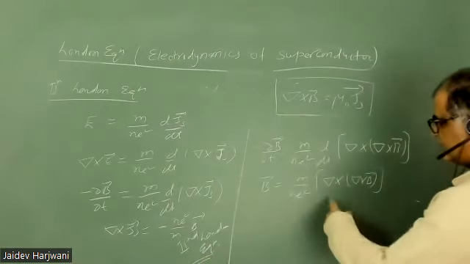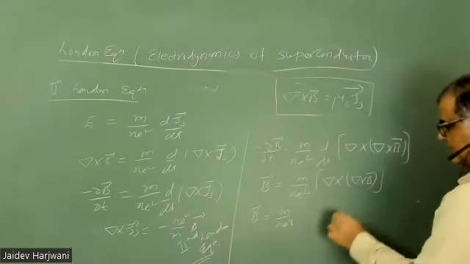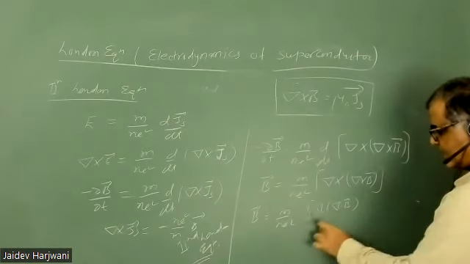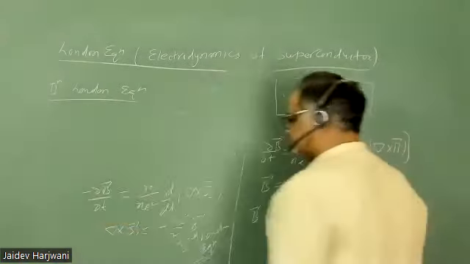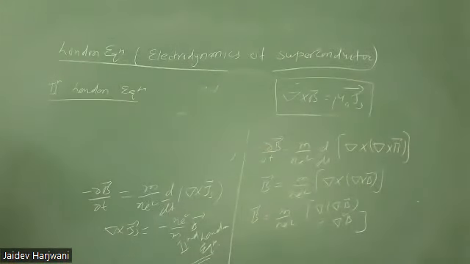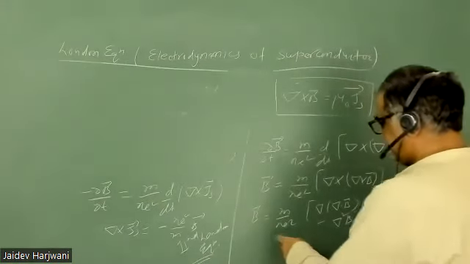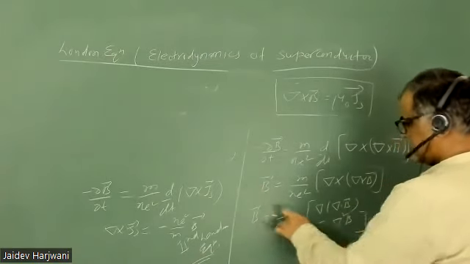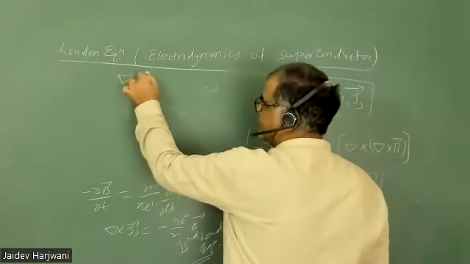Now this is your B equals del cross B. Now I want to write this as m upon ne square, and this can be written as del dot B minus del square B. There will be a minus in front of B. So del dot B is 0.